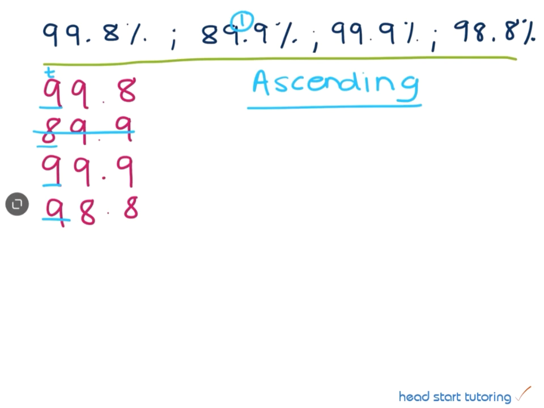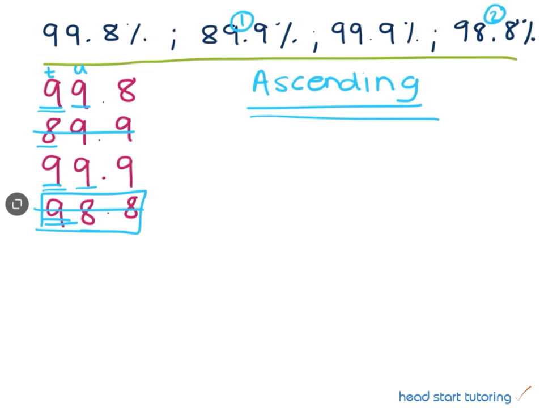Now let's look for the next number. We know that these 9s are all the same, so we need to look at our units. We now need to look for the smallest unit to find our next number. So 9 and 9 are the same, and 8 is smaller than 9, so this number will be next in our sequence. So 98.8, which is over there, is the second number in our sequence when we are arranging in ascending order. We now need to cross that out and look for our next number.